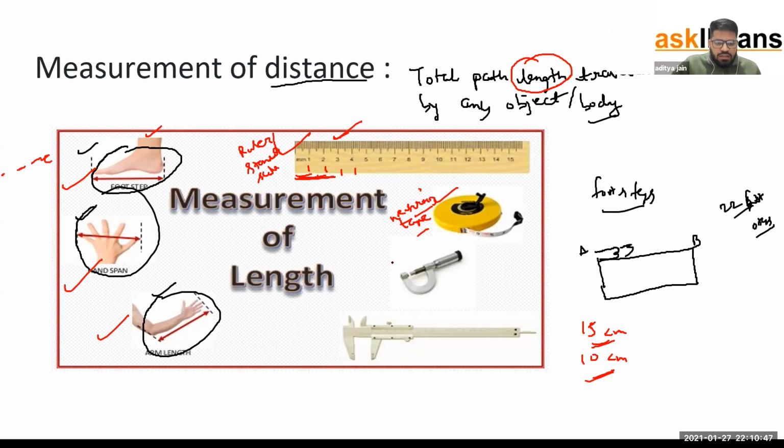The third is known as the screw gauge. This instrument works like this. It has a structure like this. This is a screw.